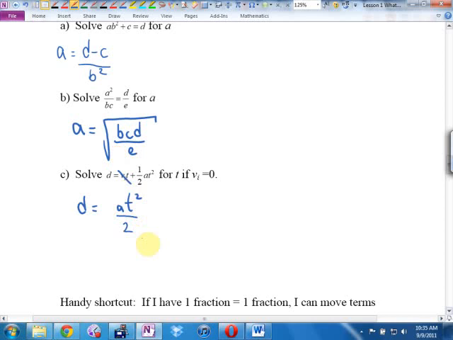Now, why did I do that, Adam? Because now, technically, I have one fraction equals one fraction, and stuff can move diagonally, except you will never get me to put that stupid 1 there. I've got better things to do. If I want to get the t by itself, the 2 moves up diagonally to the top, the a moves down diagonally to the bottom, and Sean, how'd I get rid of a squared?